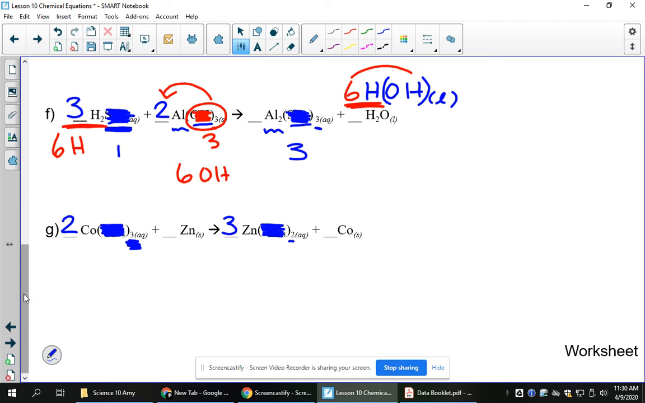Now I can go to the other things that I changed. I changed my cobalts to be 2. So change 2 on this side. I changed my zincs to be 3. So put a 3 on this side. Balancing equations is a lot of back and forth and a lot of erasing. Make sure that you set up a video chat with me if you need any help at all. I know this can be quite tricky.